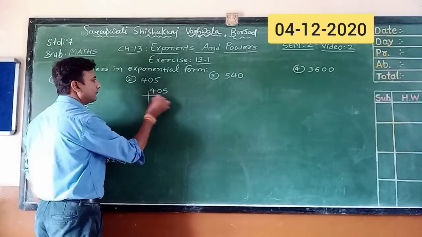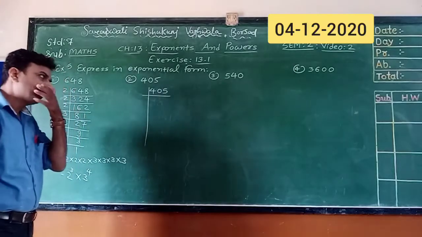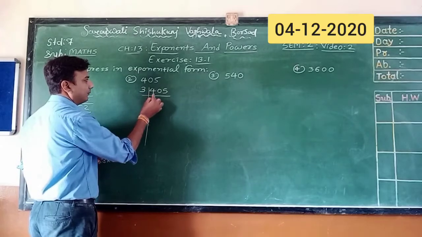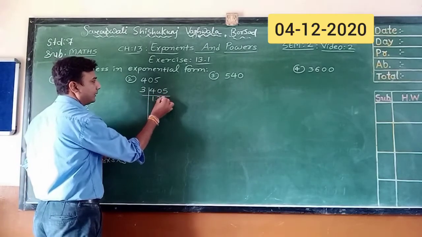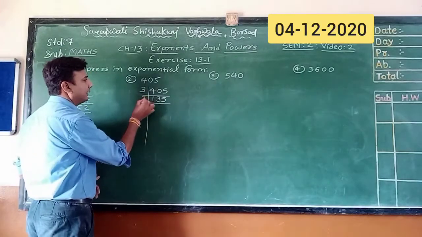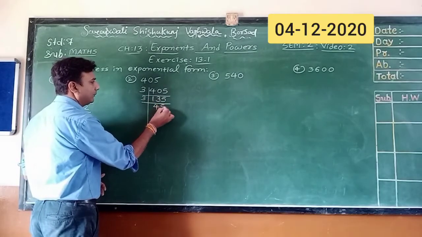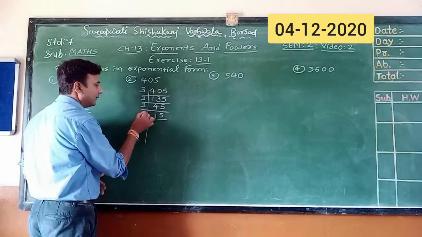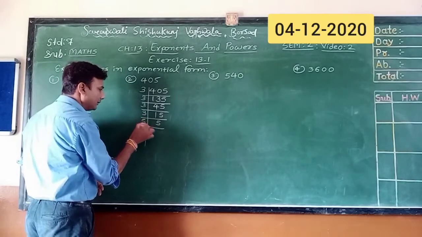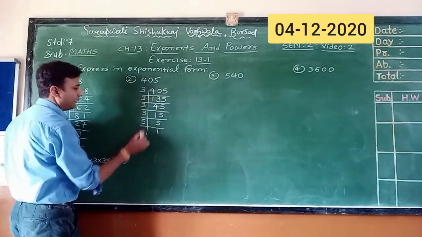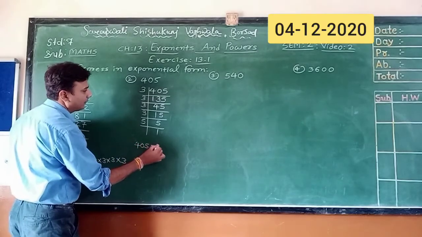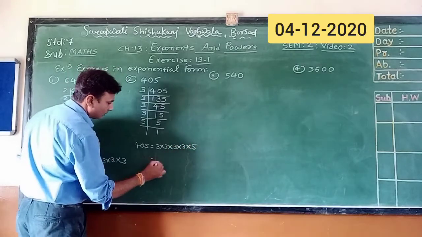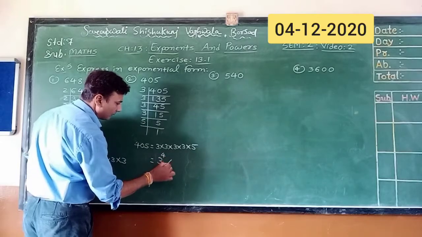5 plus 4 is 9, that means this number should be divisible by 3. 3 1s are 3, 1 remain 10, 3 3s are 9, 1 remain 15, 3 5s are 15. Again 3 4s are 12, 1 remain 15, 3 5s are 15. Again 3 1s are 3, 1 remain 15, 3 5s are 15, and 5 1s are 5. So here students we can observe that 405 is 3 raised to 4 times 5.